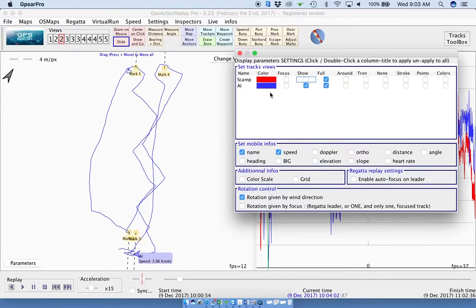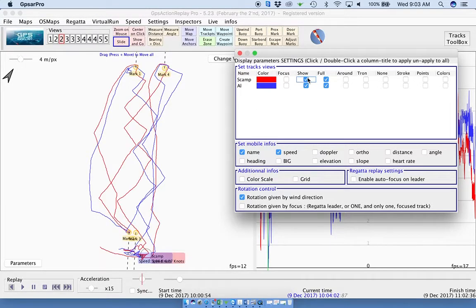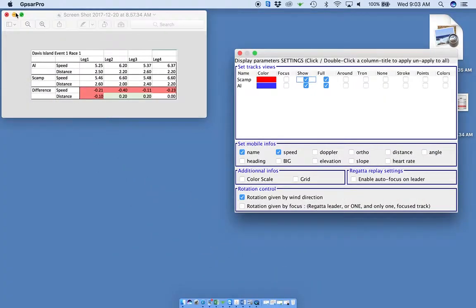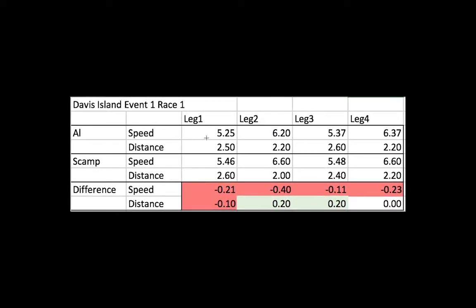So if we compare this with SCAMP GPS data, we can look and compare boat speed, and we can compare distance sailed. I've done a comparison here, let's look at this information. Make this a little bit bigger. First leg, Al's average boat speed up that first beat was 5.25 knots. Scamp did it at about a 5.46. So Scamp was definitely going through the water about 0.2 faster up that first beat.